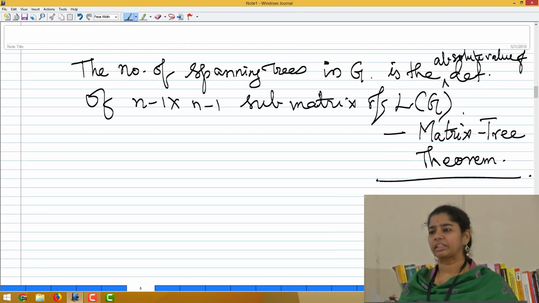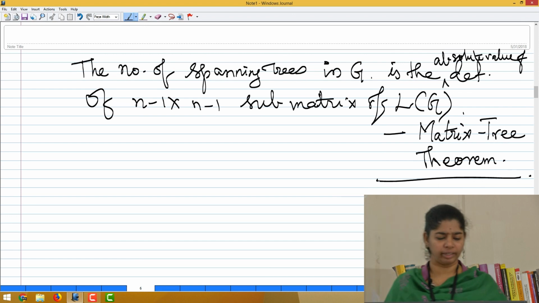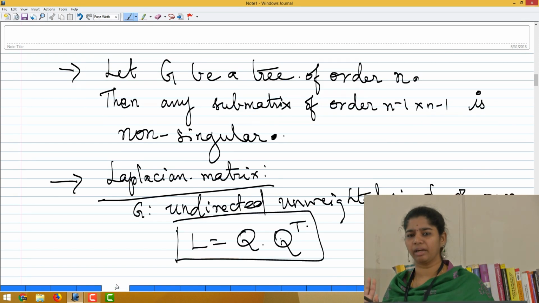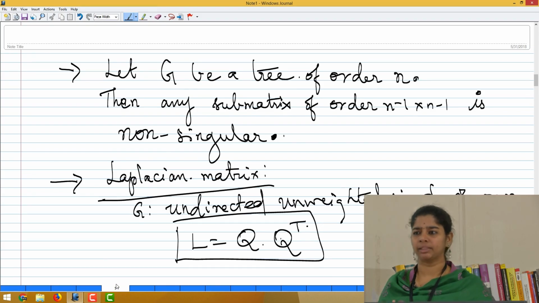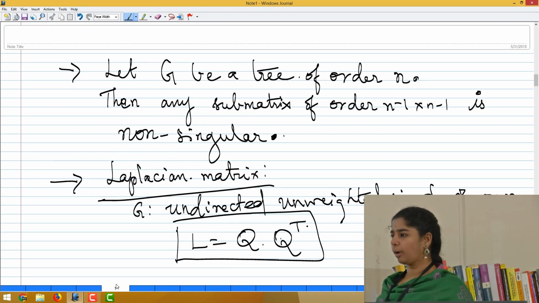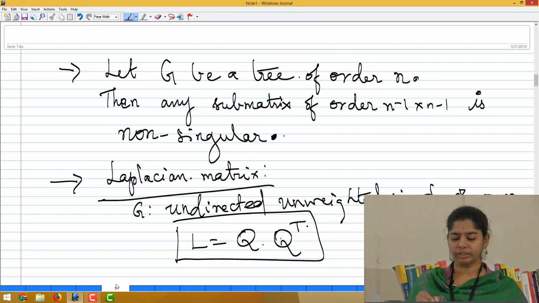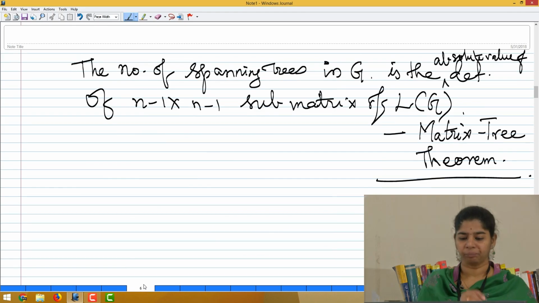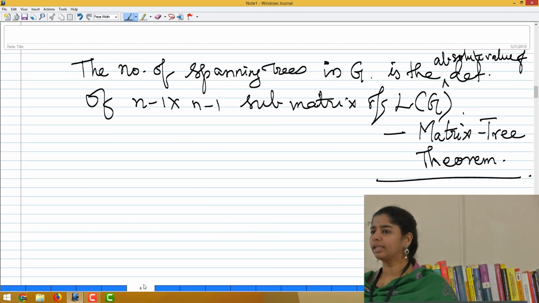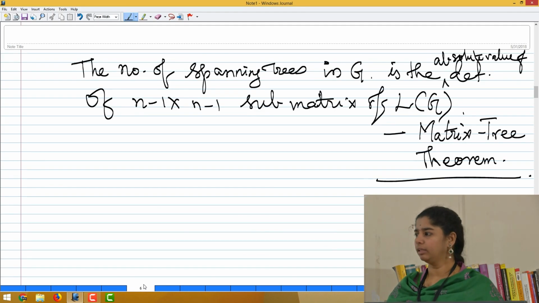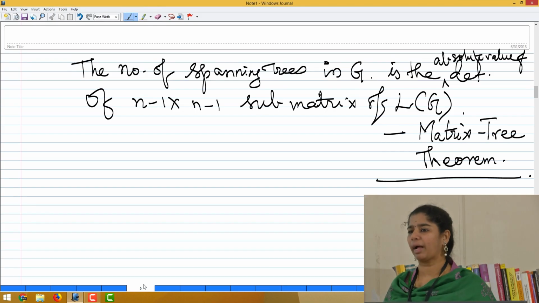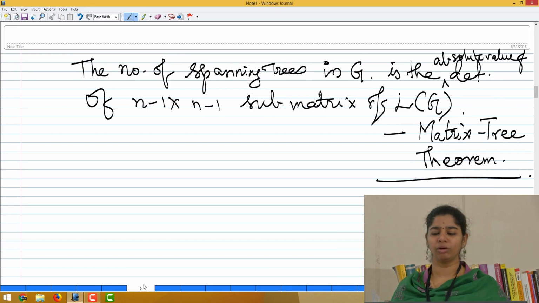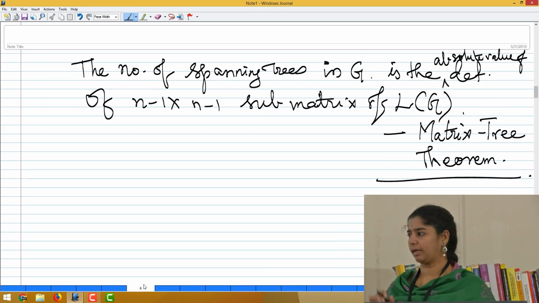So, which connects, given any graph, we are talking about undirected. So, I have started here. So, G is an undirected unweighted simple graph on n vertices, and the Laplacian matrix is what we are going to concentrate on, right. And the proof uses the fact that L is equal to Q into Q transpose, okay. And the result says that I can count the number of spanning trees that are present in G. It is nothing but the absolute value of determinant of the n minus 1 submatrix.